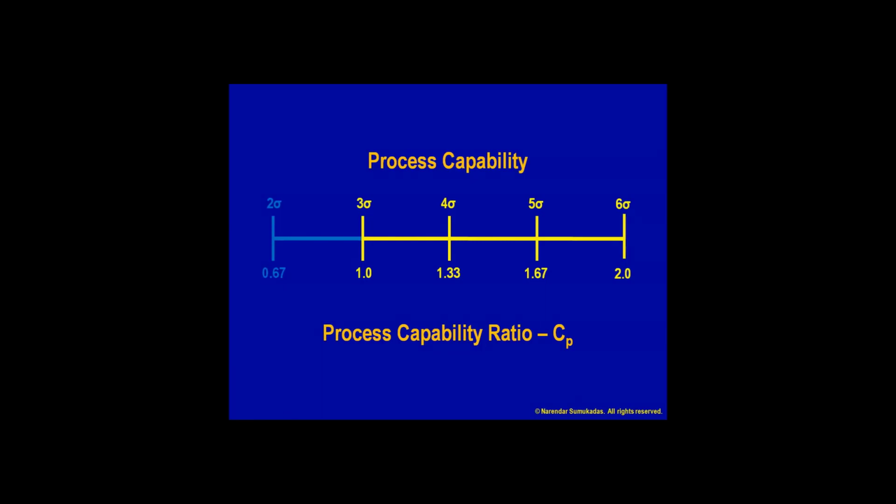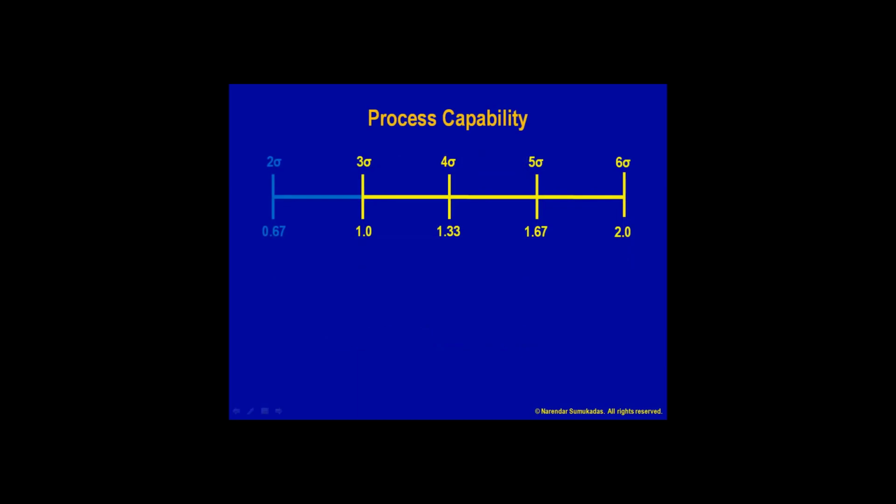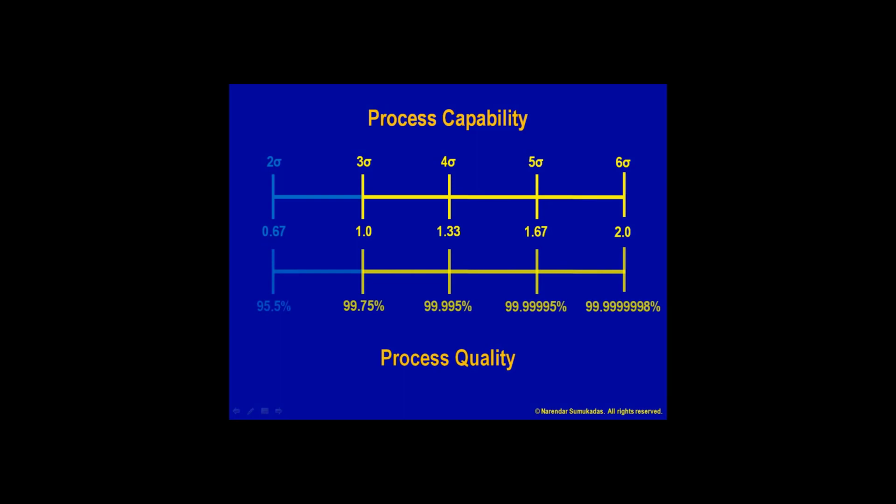The process capability ratio, Cp, thus provides us a process capability scale that goes from 1.0 to 2.0. Processes that are less than 3 sigma capable would be considered as not capable. The 3 sigma, 4 sigma, 5 sigma, and 6 sigma levels of process capability correspond to Cp values of 1.0, 1.33, 1.67, and 2.0. These process capability scales increase in a linear fashion. However, the corresponding process quality levels increase astronomically.